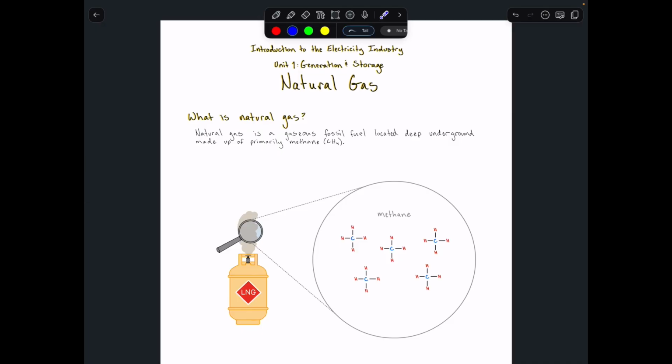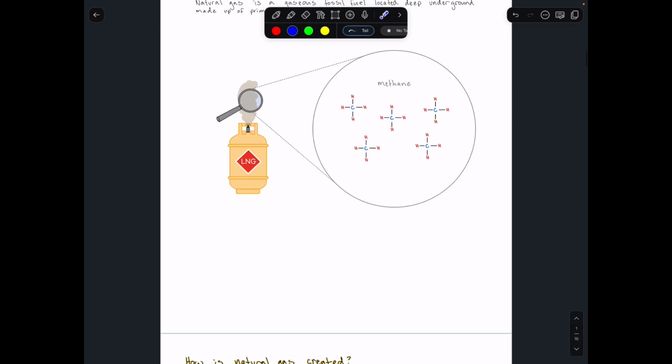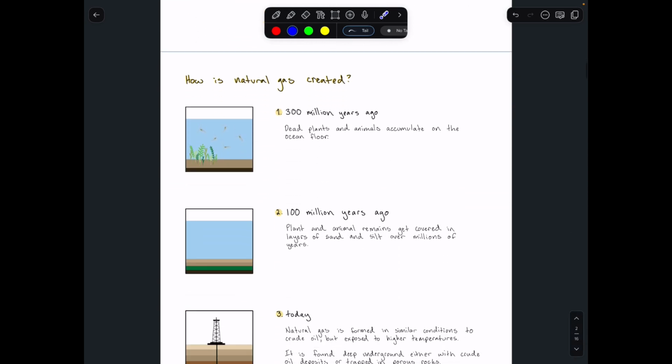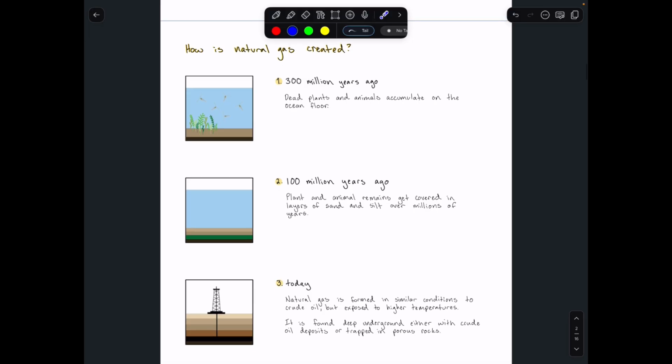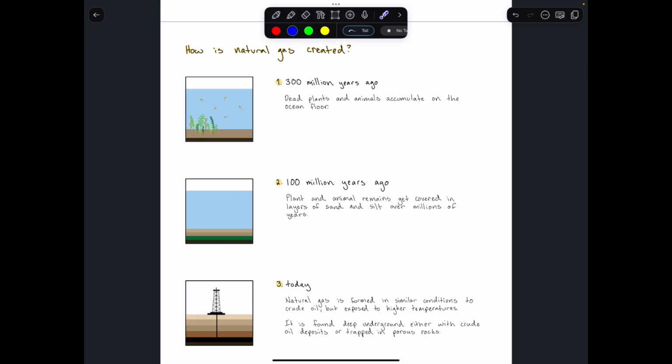So what is natural gas? Natural gas is a gaseous fossil fuel that is composed primarily of methane. Here you can see there are these little methane molecules, and the chemical formula for methane is CH4.